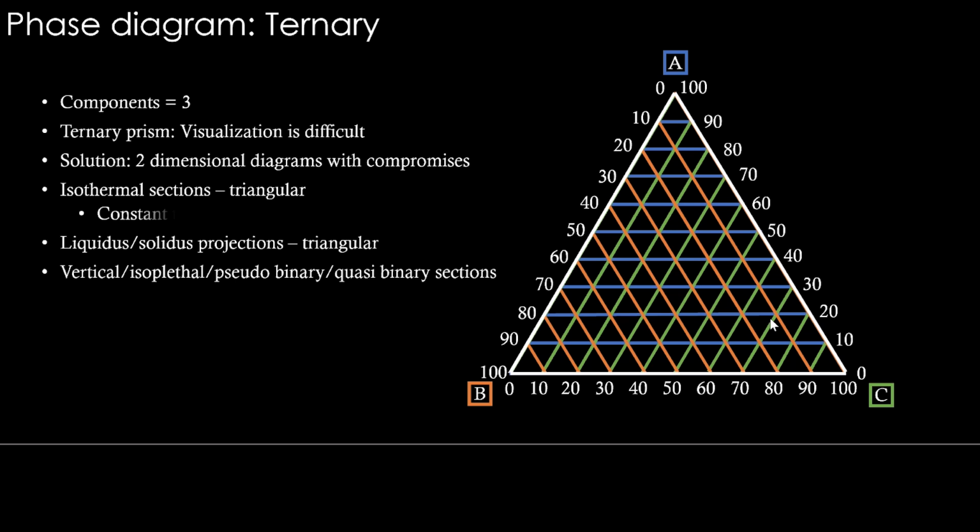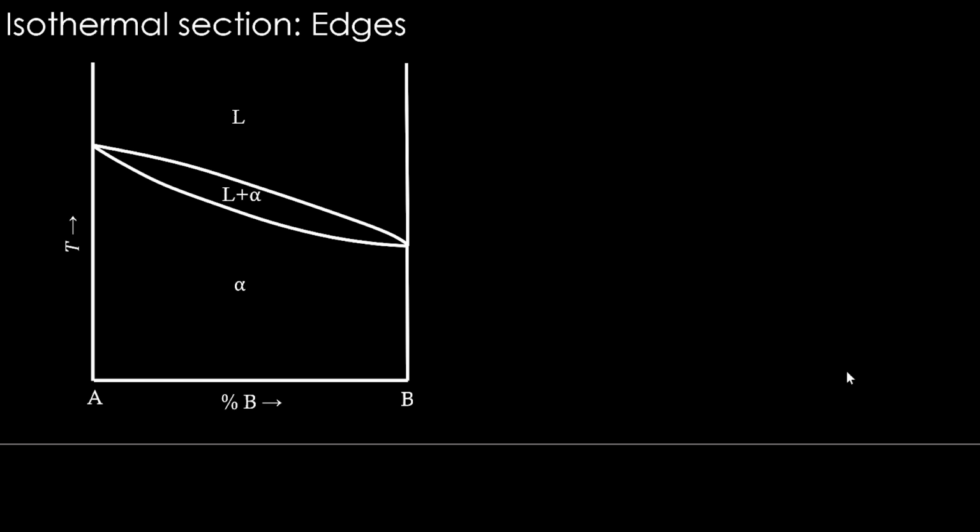Let's focus on the first one, the isothermal sections. When you want to understand constant temperature ternary sections, the edges are going to be binary, right? So this is going to be a binary isothermal section. So let us understand the edges first, starting from binary diagrams.